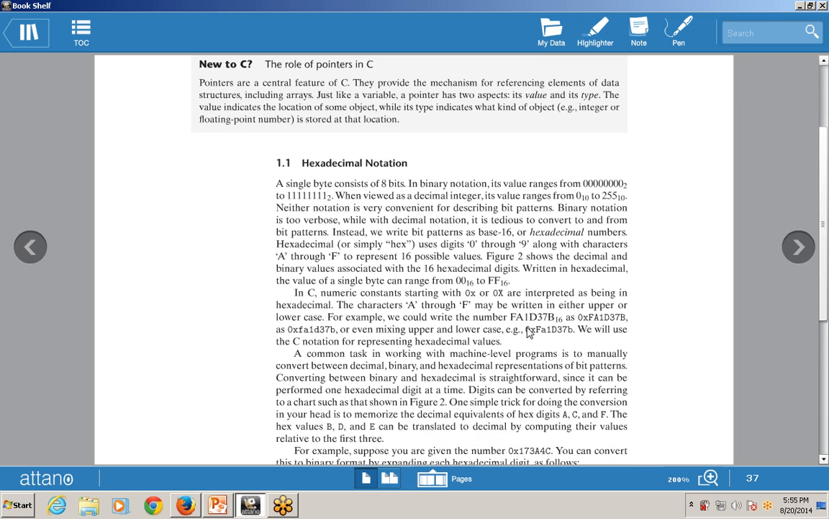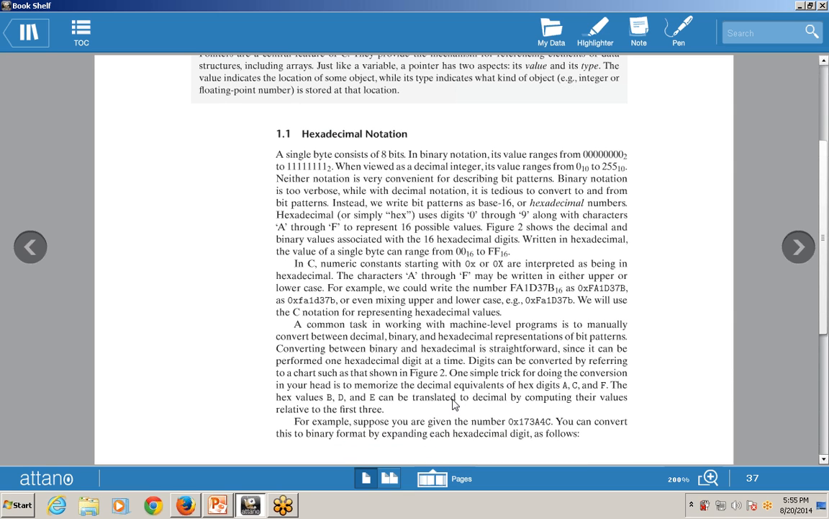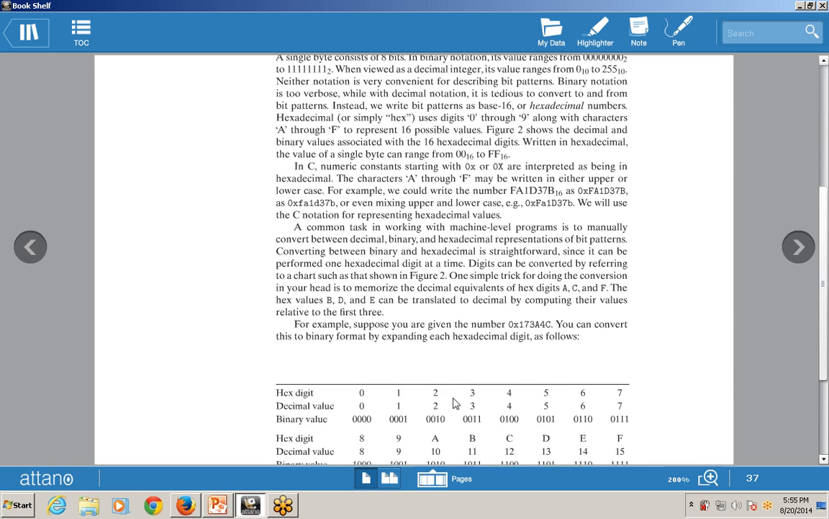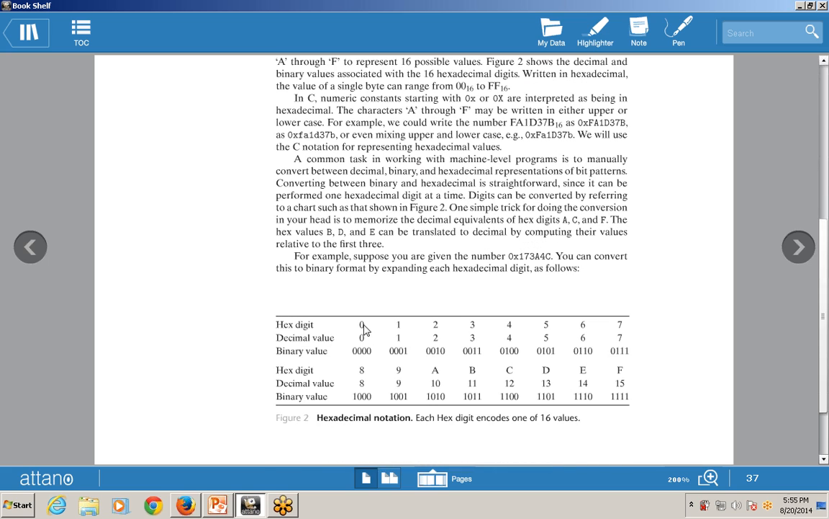This is one of the examples of the hexadecimal number system, FA1D37B with base 16. This is the hexadecimal digit, 0, 1, 2, 3, 4, 5, 6, 7. This is the decimal digit, 0, 1, 2, 3, 4, 5, 6, 7. The binary digits are 0000, 0001, 0010 and so on. And this is the hexadecimal number system, 8, 9, then A, B, C, D, E, F.